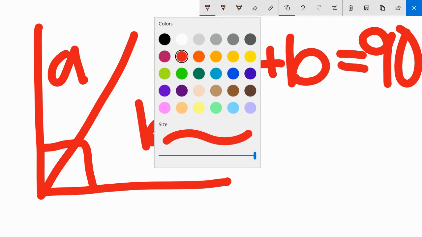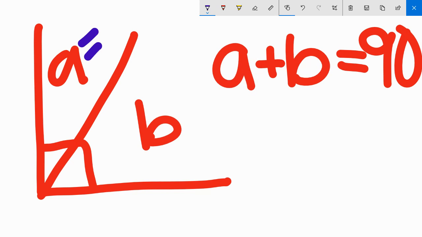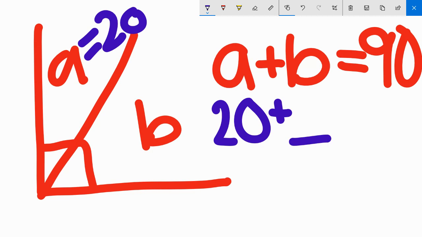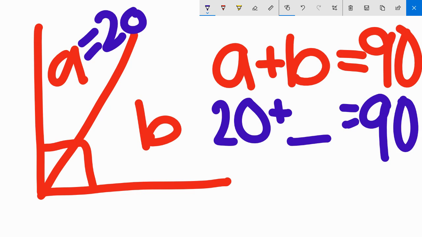Okay, so let's just say that angle A equals 20 degrees. So if angle A is 20 degrees, we need to think about what angle B would need to be for it to add up to 90 degrees. So 20 plus what equals 90? I want you to think about that for a second. 20 plus what equals 90? Another way you could think about it is 90 minus 20 equals what?